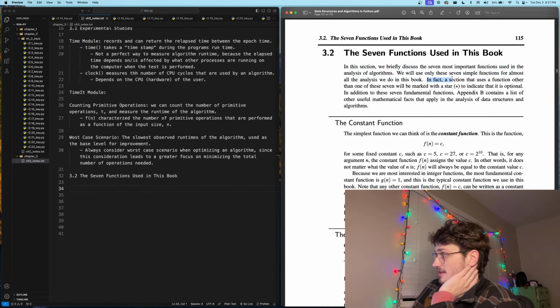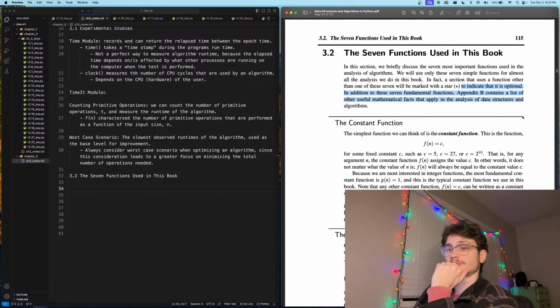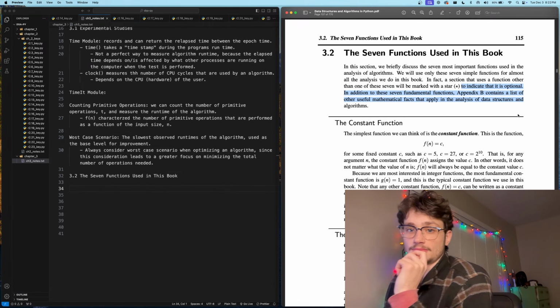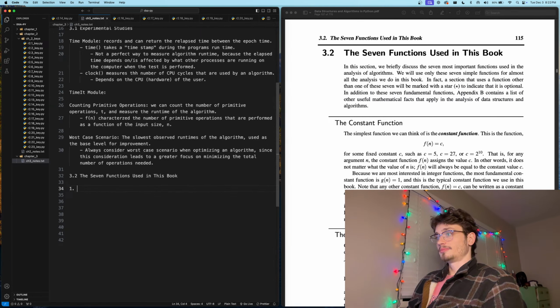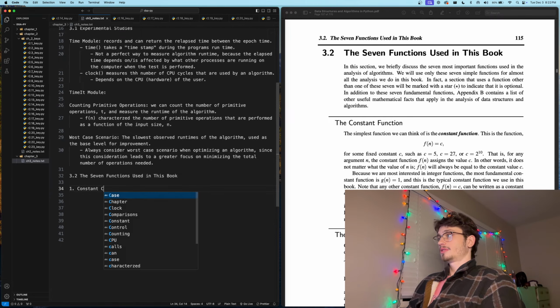In fact, a section that uses a function other than one of these 7 will be marked with a star, okay, to indicate that it's optional. In addition to these 7 fundamental functions, Appendix B contains a list of other useful mathematical facts that apply to the analysis of data structures and algorithms. Okay, so here we go, boys. Number 1, constant function.